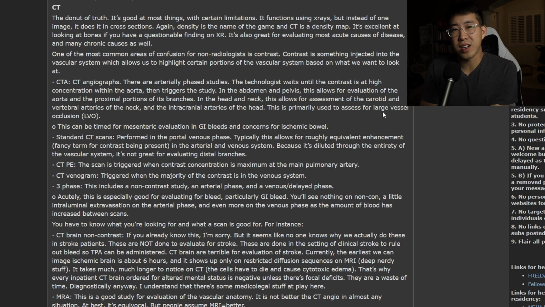So a lot of times when I'm getting contrast, it's going to be for CT PE, so to check for any PEs or any filling defects in the pulmonary vasculature. In the abdomen, a lot of times we need to get the contrast to assess better for infection. If we get a CT without contrast in the abdomen, it's not as effective at looking for infection there.